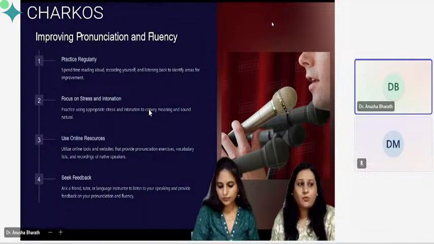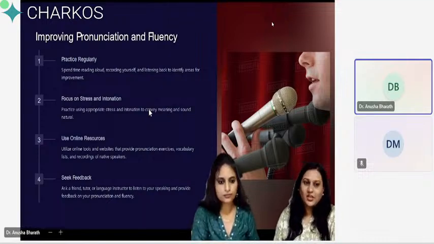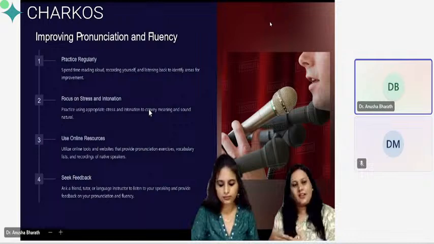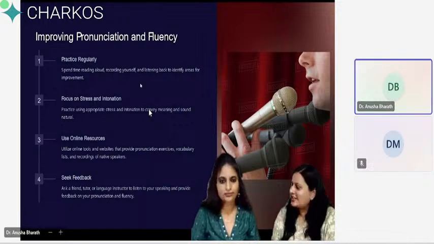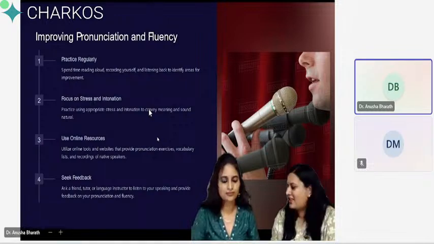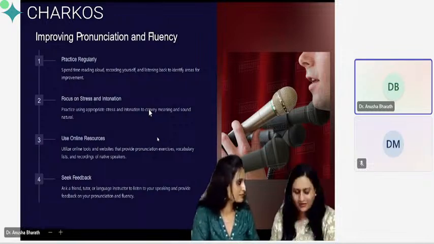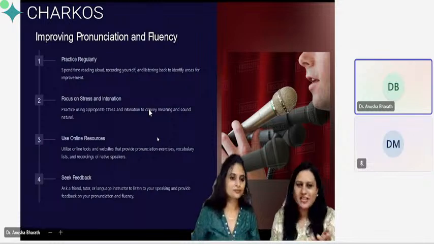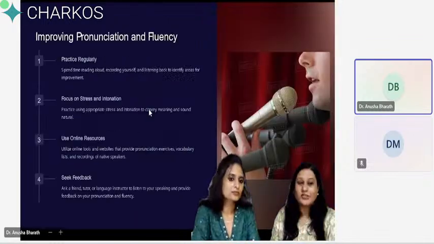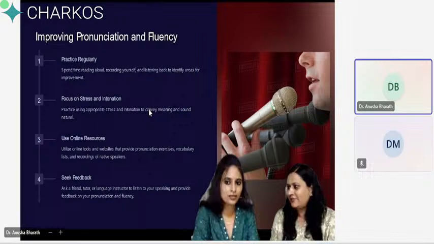And the second point is to focus on stress and intonation. So you cannot just say anything out. I can't say just, well, don't worry, I'm here to help you. Please don't worry. There are many patients like this. Something like that doesn't make any sense when you don't know where to stress. Do not worry. We are here for your help.